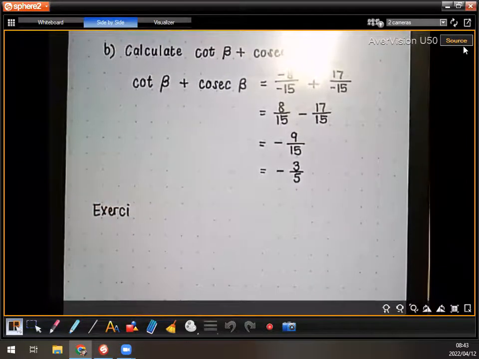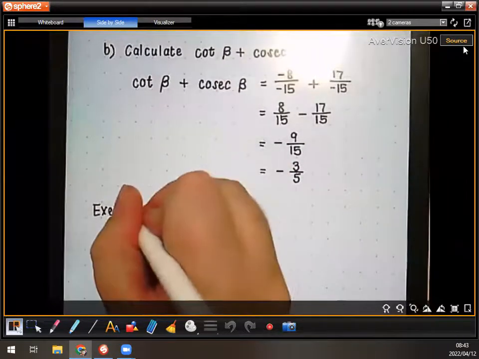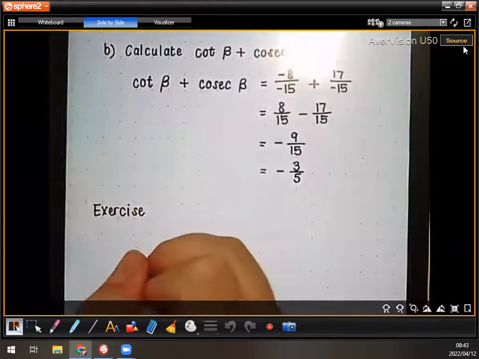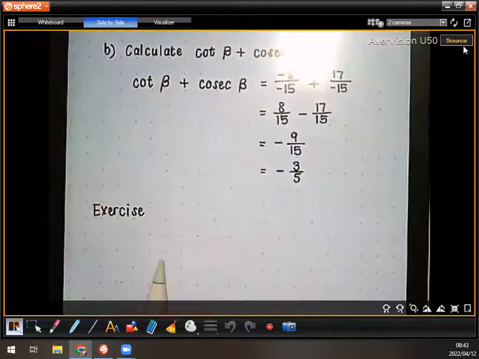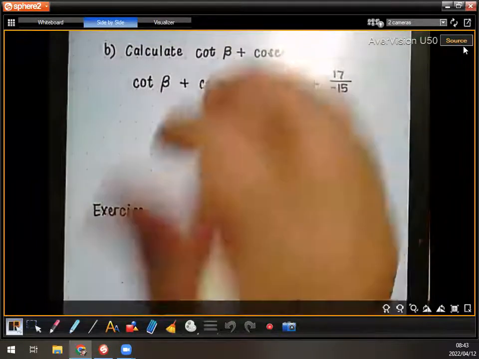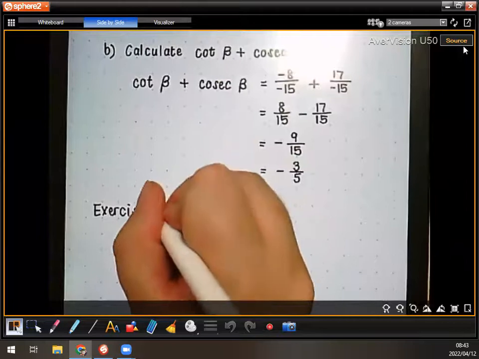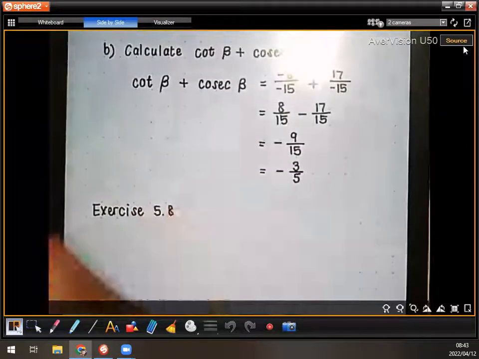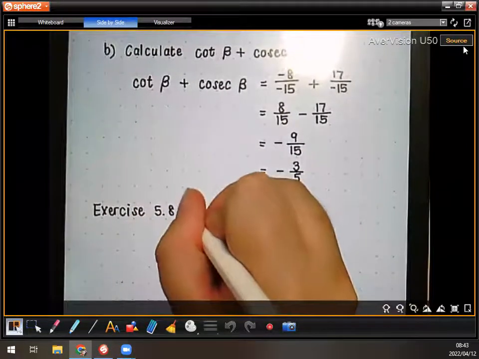Not the angle, it's the ratio of sides. You're calculating cot and cosec of beta. Those are ratios of the sides in relation to beta, not actually beta.